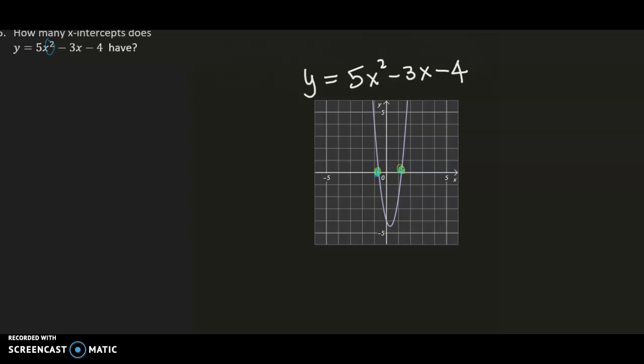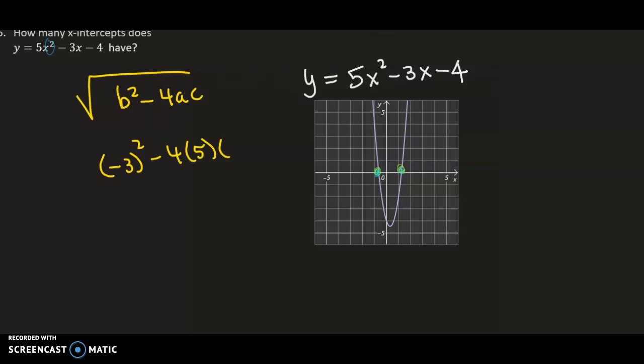Another way you can figure this out is the discriminant, the b squared minus 4ac. If it's greater than 0, you have two solutions. So negative 3 squared minus 4 times 5 times negative 4. Well, that's 9. That's 16 and 80, so 9 plus 80. That's 89. So our discriminant is positive.